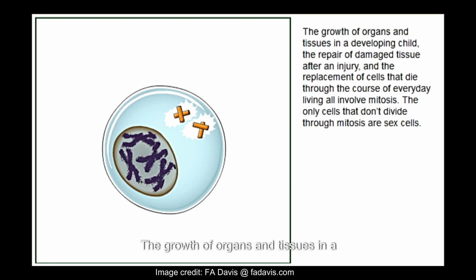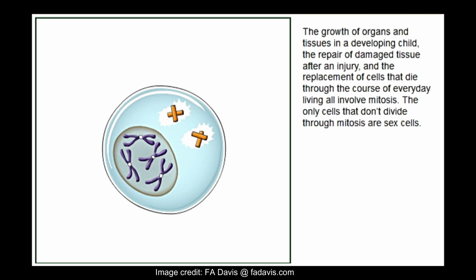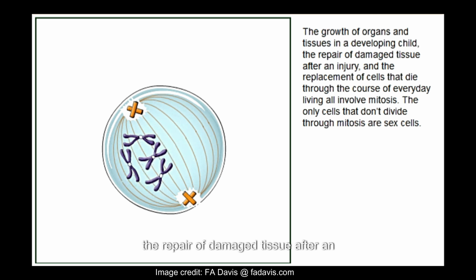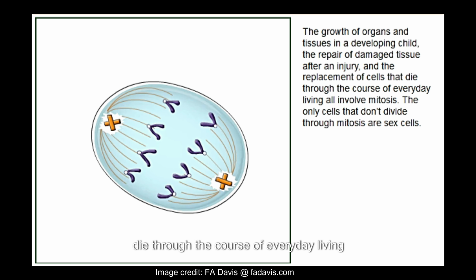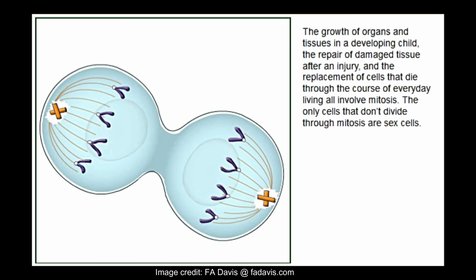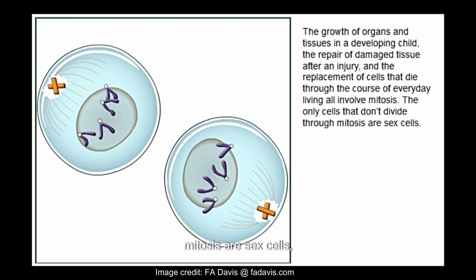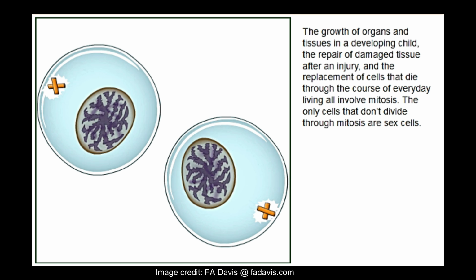The growth of organs and tissues in a developing child, the repair of damaged tissue after an injury, and the replacement of cells that die through the course of everyday living all involve mitosis. The only cells that don't divide through mitosis are sex cells.